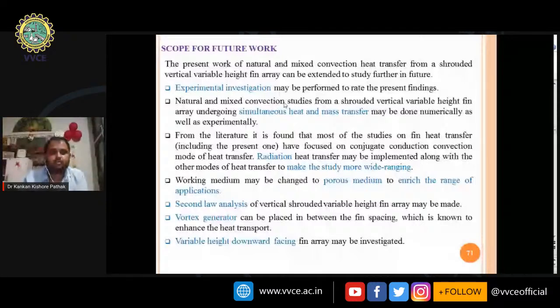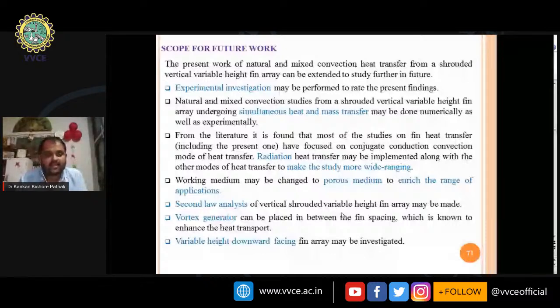Natural and mixed convection studies from a shrouded vertical variable height fin array undergoing simultaneously heat and mass transfer may be done numerically as well as experimentally, because we have already done the heat and mass transfer through the conventional design, but we have not tried on the variable height, so it can be done. From the literature, it is found that most of the studies on fin heat transfer, including the present one, have focused on the conjugate conduction and convection mode of heat transfer. Radiation heat transfer may be implemented along with the other modes of heat transfer to make the study more wide-ranging. Working medium may be changed to enhance the range of the application, and second law analysis of vertical shrouded variable height fin array may be made.